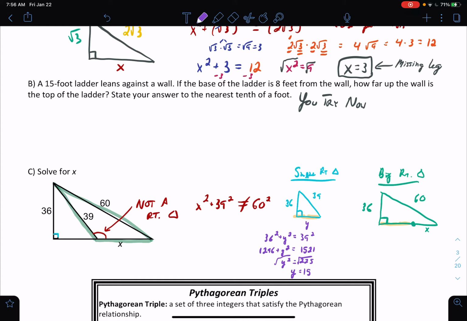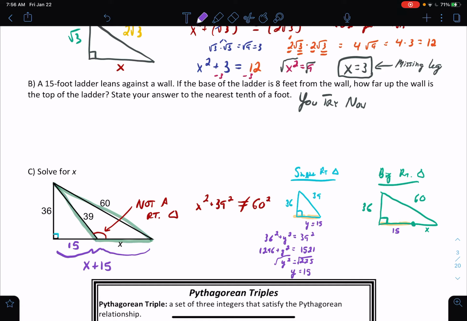So I know that this part here is 15, which means that this part here is 15 in the big right triangle. This missing side length helps us figure out the entire bottom side length in the big right triangle. What do I have to do with x plus 15? Well, part plus part equals whole. So this is going to represent x plus 15.